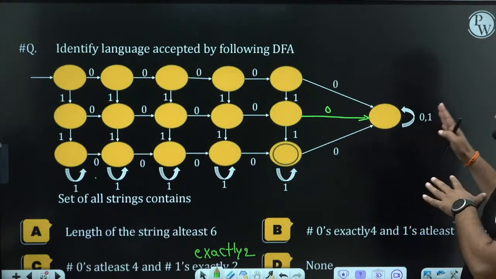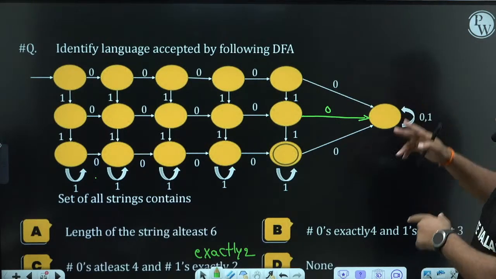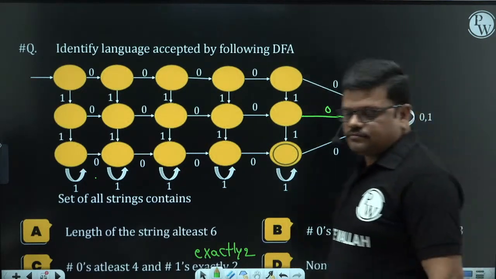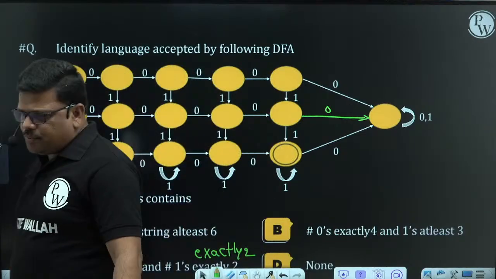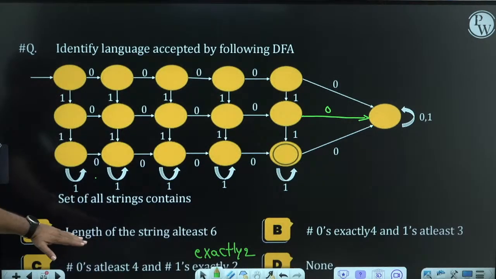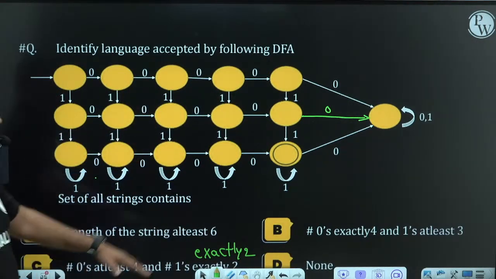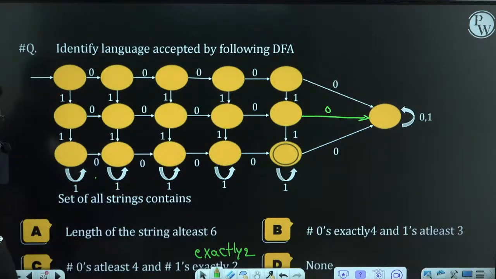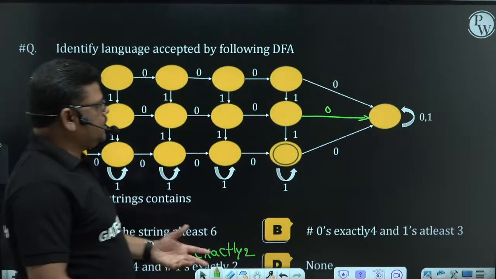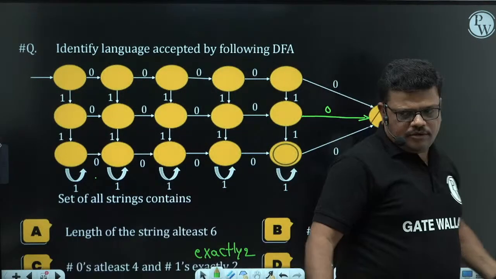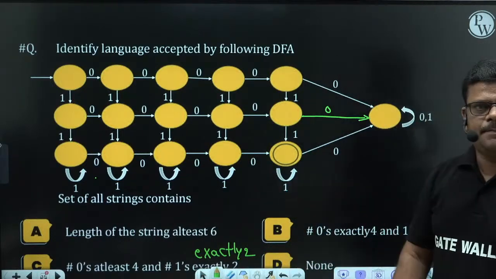This is clearly valid DFA. What is the language accepted by this DFA? Eliminate from options. Take option A, valid or not. Option B, valid or not. Option C, valid or not. If all are valid, any one of this is valid, okay. Otherwise, this.